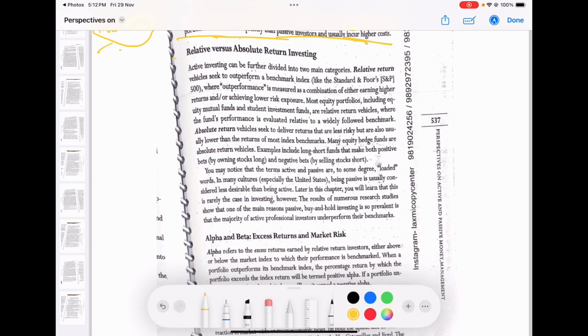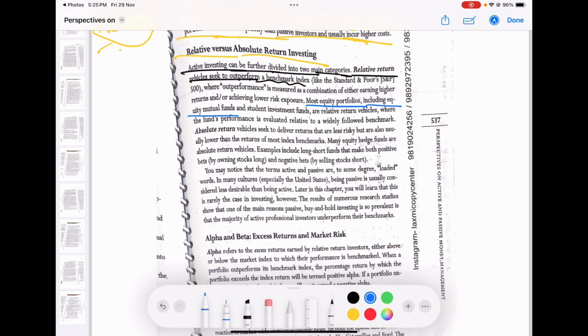Okay, so let's talk about relative versus absolute return investing. Active investment can be further divided into two main categories. First, relative return vehicles. What do you understand by relative? Relative means in comparison with some particular benchmark index. Relative returns are always in comparison or in relation with something else. For example, these active investors basically want to beat the returns that the index would give, like the S&P 500 or the Nifty 50 index, whichever benchmark index you are talking about.